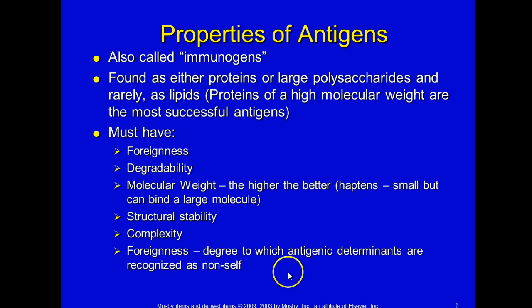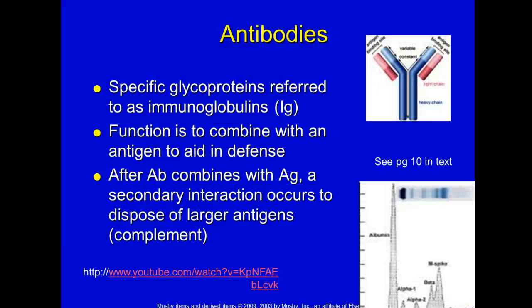Some of the properties of antigens, also called immunogens, which I mentioned earlier, is they're found as either proteins or large polysaccharides and rarely as lipids. If you want to be a good antigen, you want to be a protein. That's the most desirable trait to have. You must also have foreignness. You can't look similar to yourself. You kind of have to look different. Degradability. You have to have a higher molecular weight. The bigger the better. Structural stability, complexity, and be foreign so that it can be recognized as non-self.